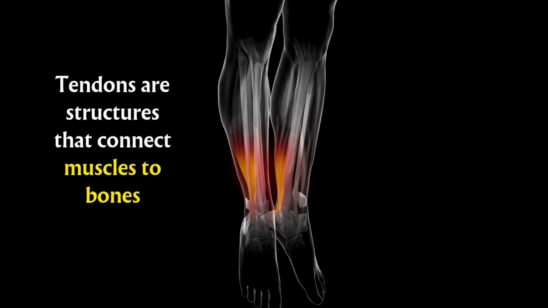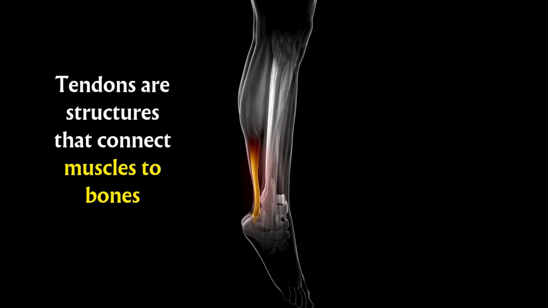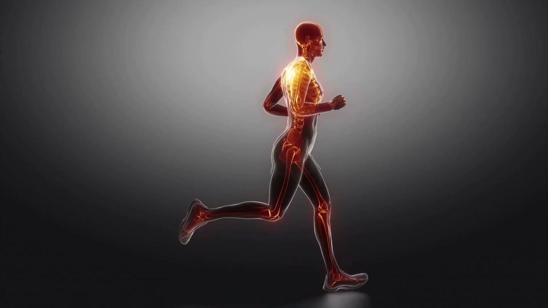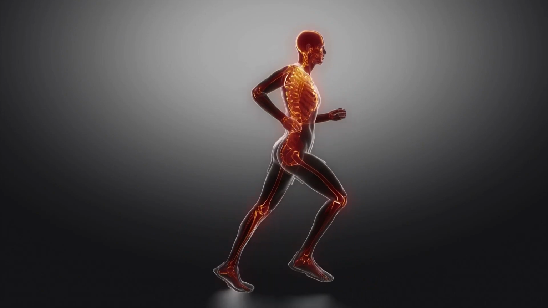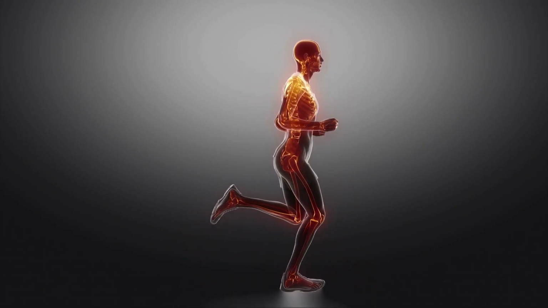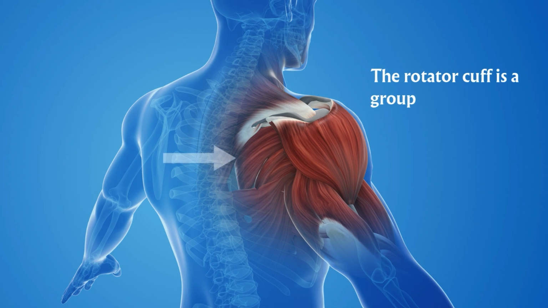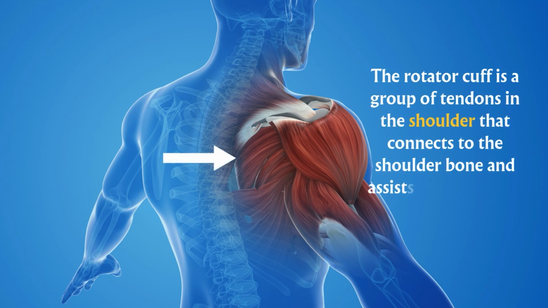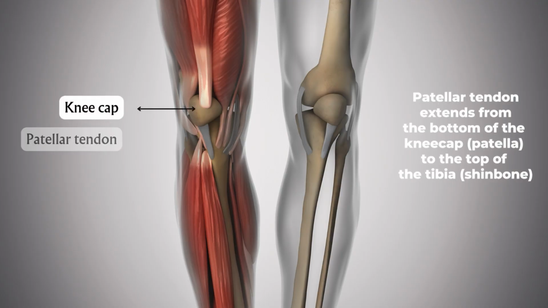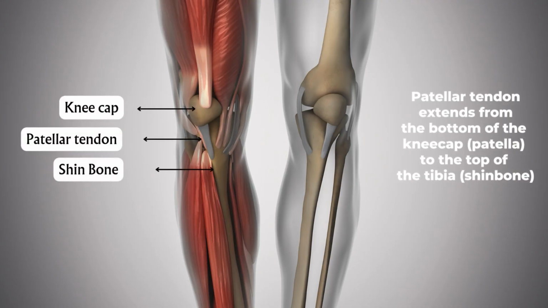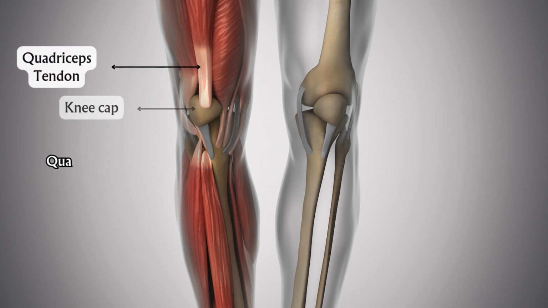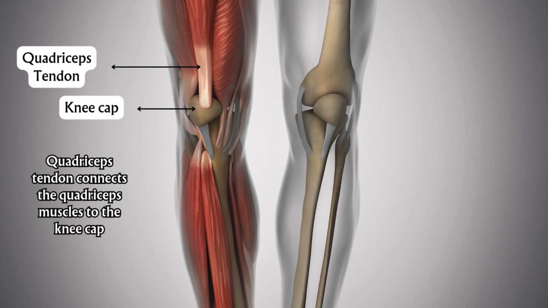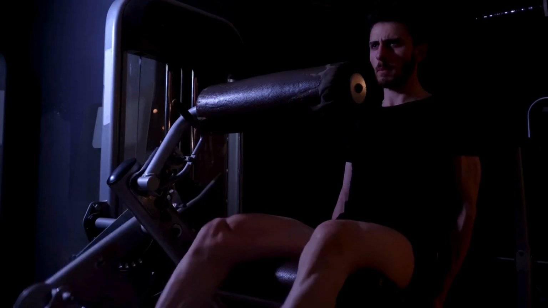So tendons are structures that connect muscles to bones, transmitting the forces generated by the muscle contraction to facilitate the movement of the skeleton. We have numerous tendons in our bodies. For example, the rotator cuff is a group of tendons in the shoulder that connect to the shoulder bone and they assist in moving the shoulder. Another example is the patella tendon, which extends from the bottom of the kneecap, which is the patella, to the top of the tibia, which is the shin bone, while the quadriceps tendon that is located just above the kneecap connects the quadriceps muscles, and they both serve to extend your knee.